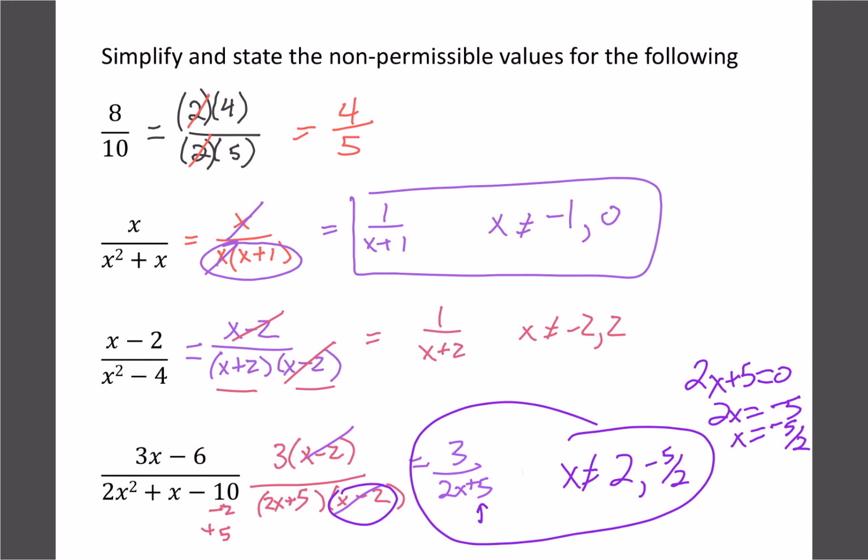And that's all for simplifying questions. We're going to continue simplifying in the next unit. So you'll get a bit more experience with this and practice with harder ones. But the idea is just factor top and bottom, cancel what you can, state your non-permissibles, and that's all.